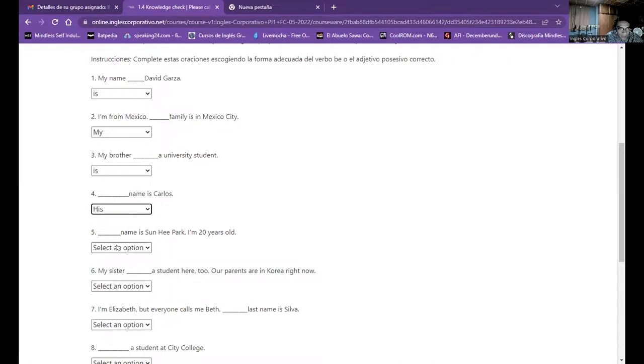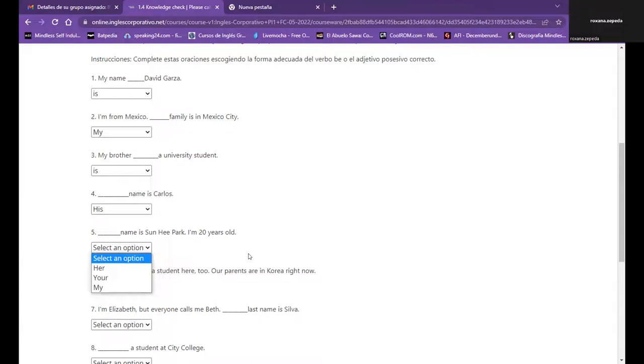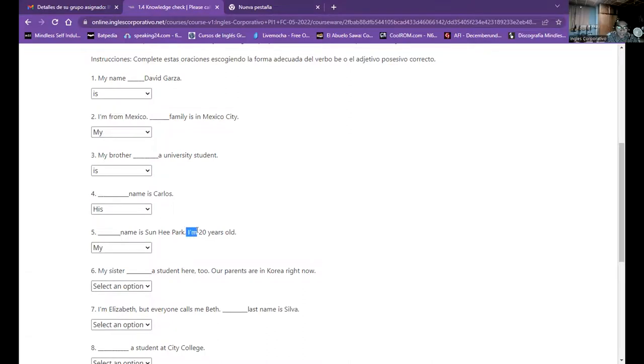And next one. Her name is Sun-hee. Her. Yes, her. My name is Sun. That's right. Why? It's for this. Cuando no entiendan una oración y estén leyendo algo, the next sentence gives you more details about the context.